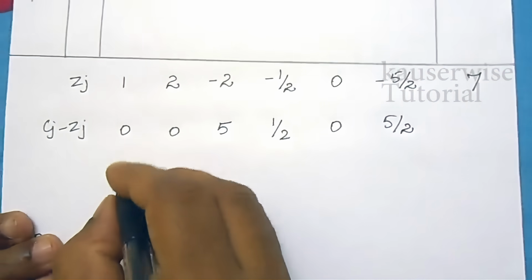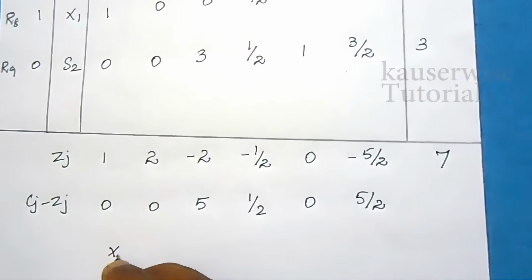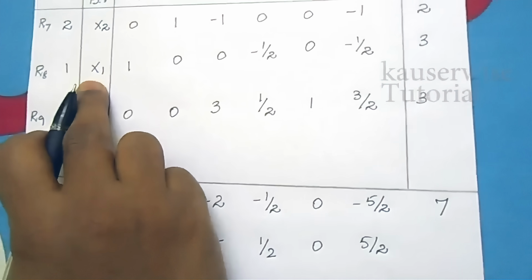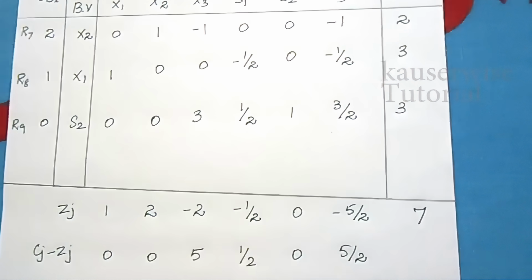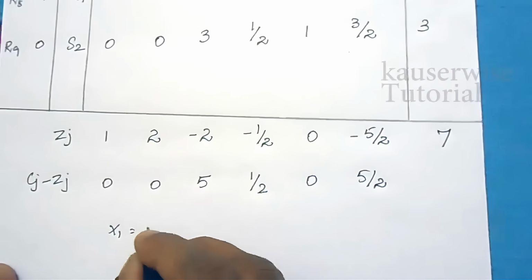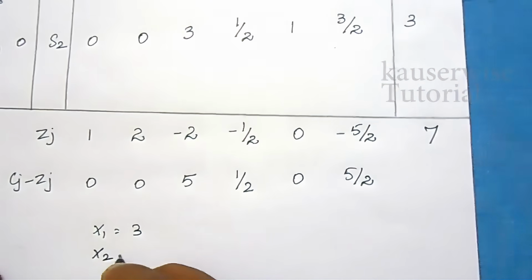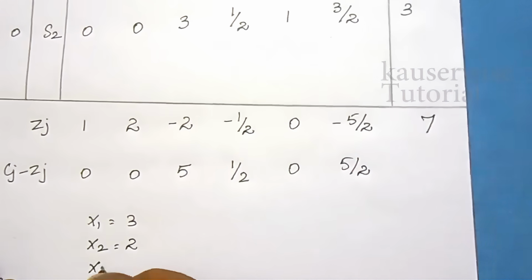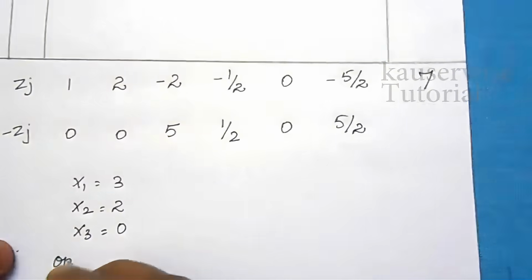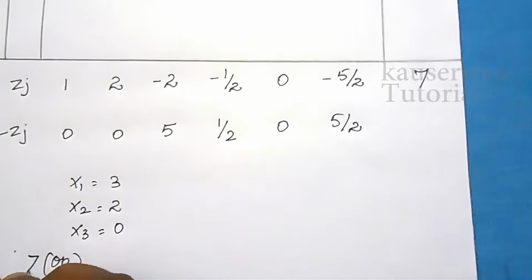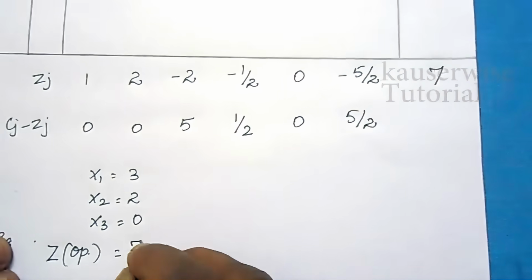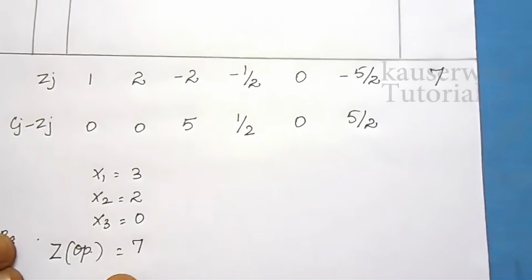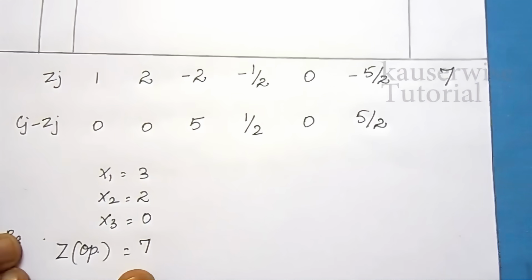Now write the x1, x2 and x3 values. See the solution column: x1 value is 3, x2 value is 2. x3 value is not there, so write 0. x1 is equal to 3, x2 is equal to 2 and x3 is equal to 0. Optimal z value is, look at the solution total, 7. So 7. Now you can check the answer by applying these values in the objective function.